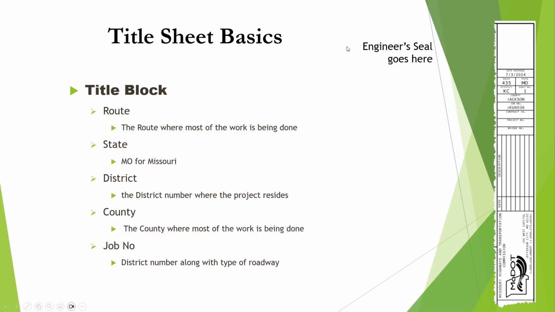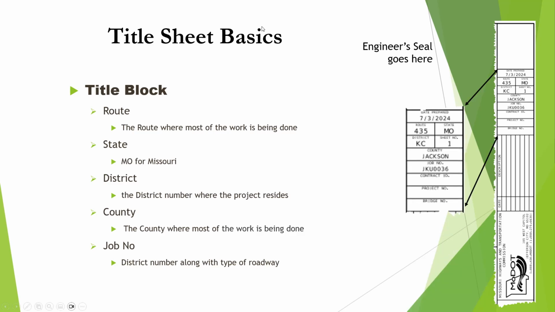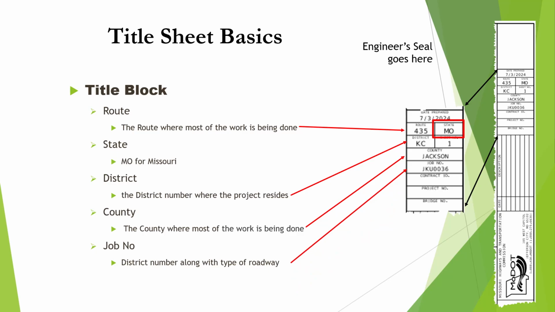In the title block off on the right side, I'll blow it up a little bit so you can kind of see it. It's a little blurry, but you'll see the route where most of the work is being done. In this case, it's 435 in Kansas City. You'll see the state will always be MO for Missouri. You'll see the district that it's worked in. You'll see the county or counties, and then you'll see the job number.